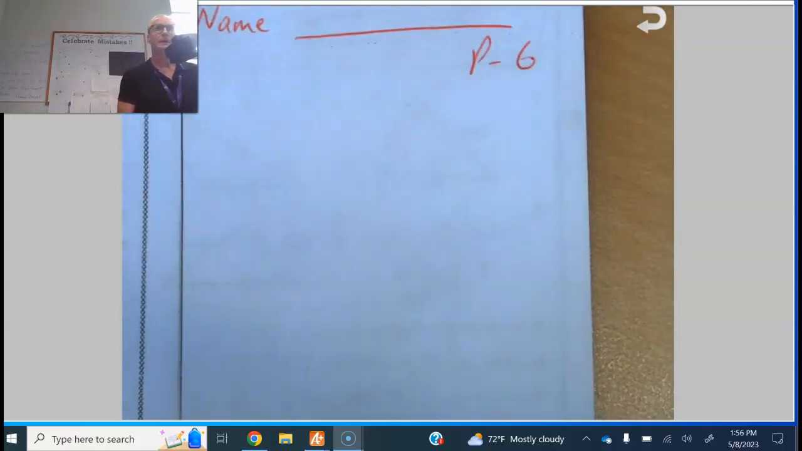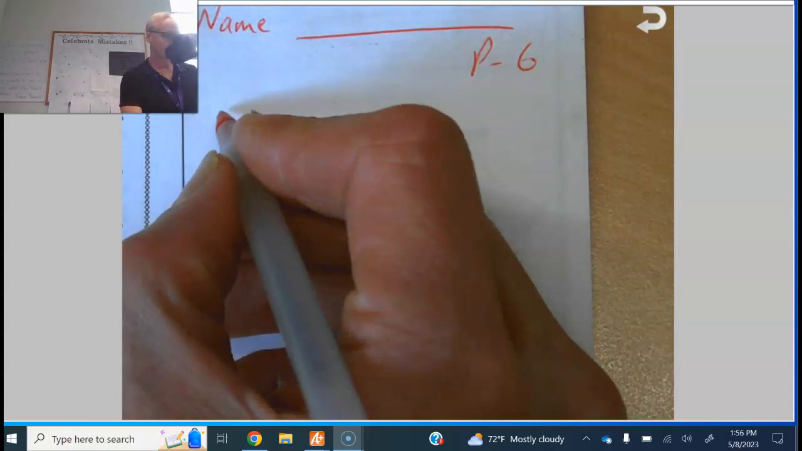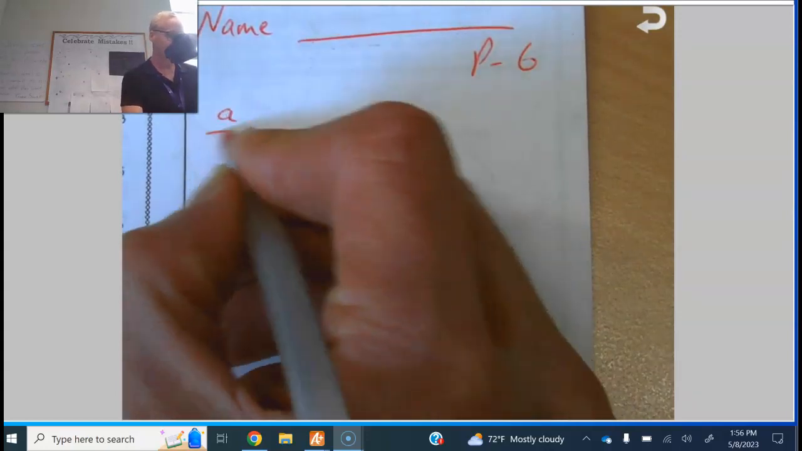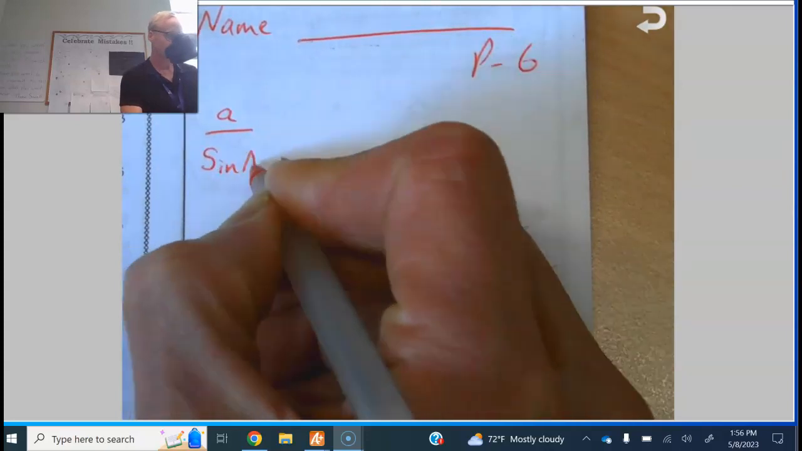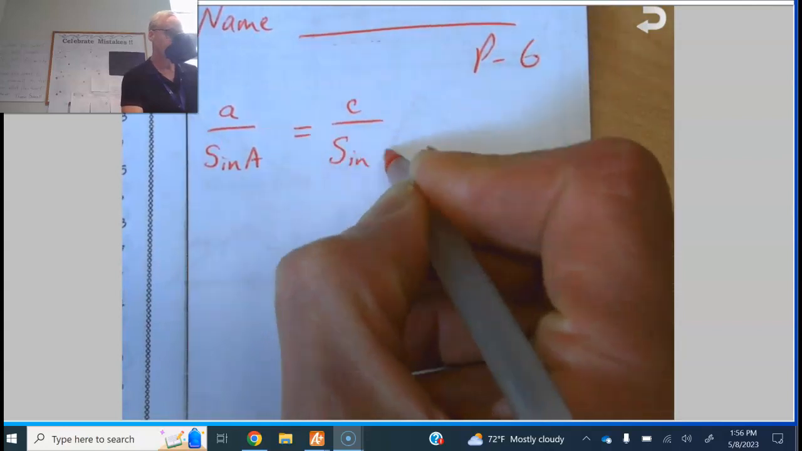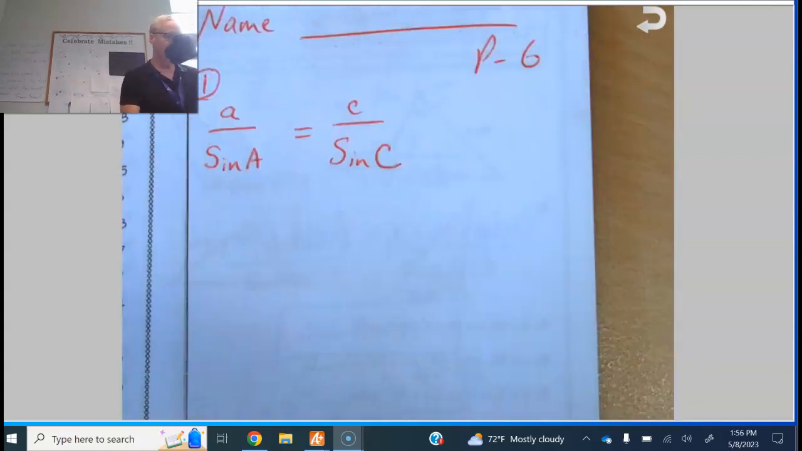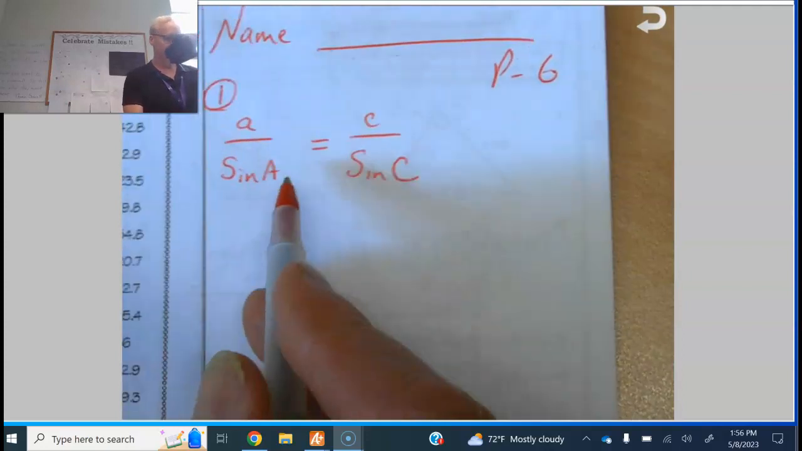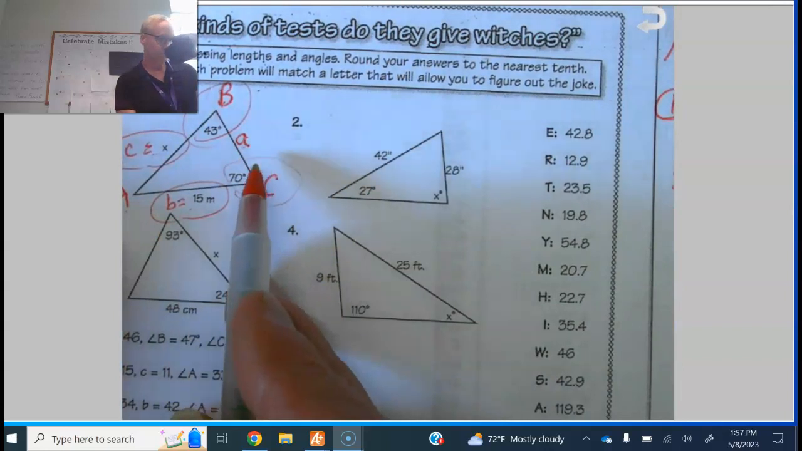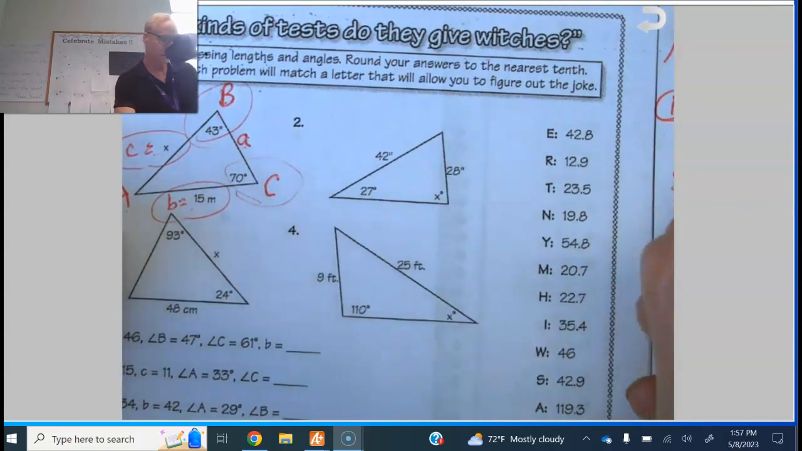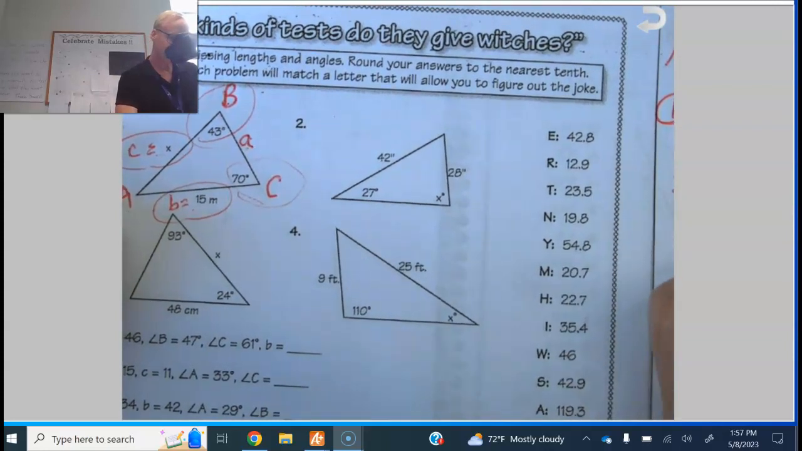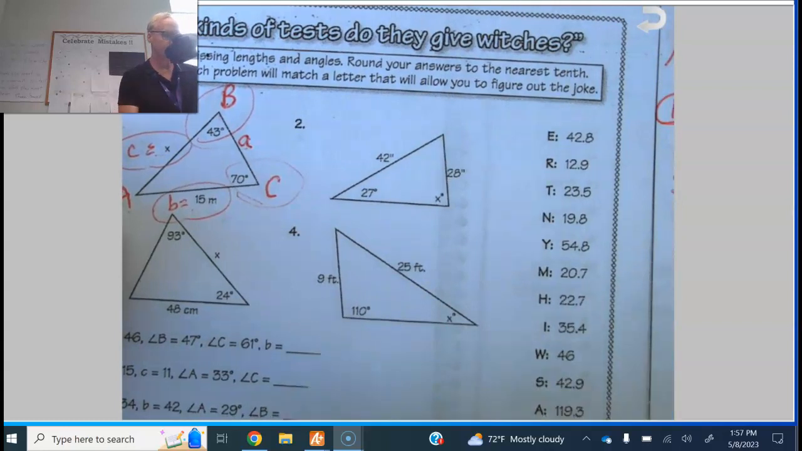All right. So I'm going to write my generic formula, which says that A over sine A is equal to C over sine C. And for question number 1, it's B and sine B, my bad. Sorry, guys. I've got to pay attention. This is B and sine B.